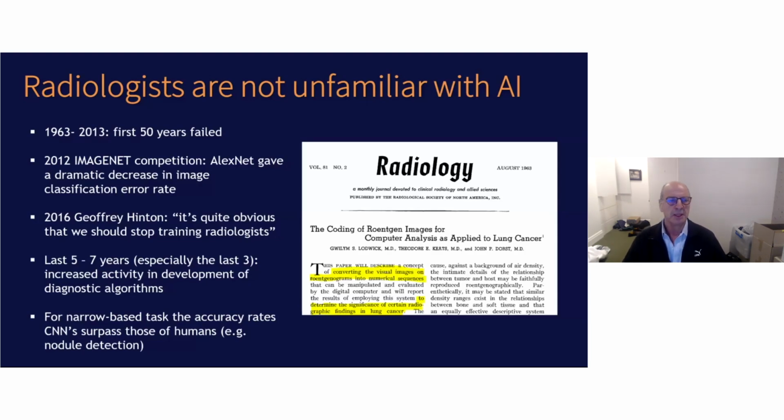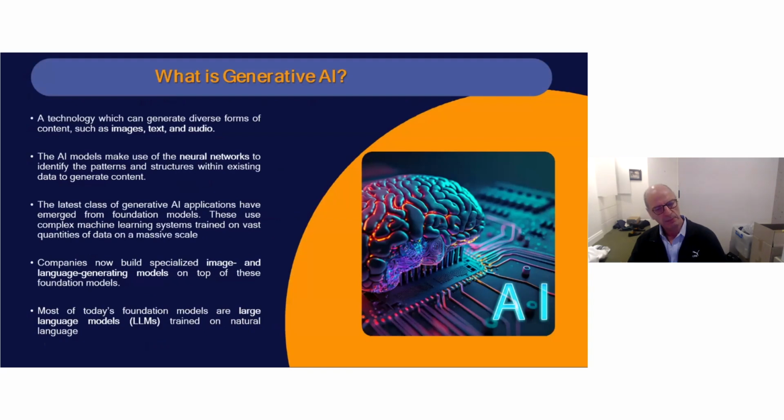It failed. In 2012, ImageNet, there was a competition and an algorithm called AlexNet decreased image classification error rate, but still didn't go anywhere. There's a famous quote in 2016 where Geoffrey Hinton said it's quite obvious that we should stop training radiologists. Well, he was wrong. In the last 5 to 7 years, but in particular the last 2 to 3 years, the amount of algorithms developed have exponentially increased. And for narrow tasks, AI algorithms will surpass humans' ability, for example, to look at data very quickly, big data sets.